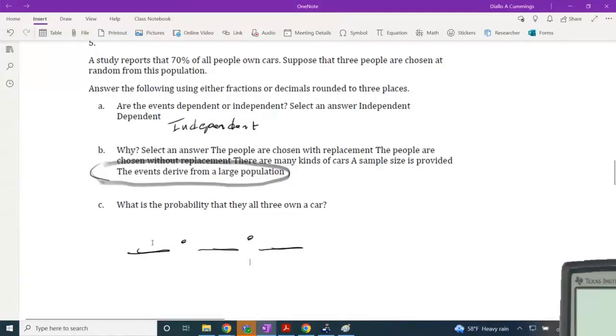Now, what's the probability that the first person we choose owns a car? If I go back to the top, it says a study reports that 70% of all people own cars. So the probability that the first person owns a car is 70%. I'm going to write that as a decimal, 0.7. Now when you change a percent to a decimal, you remove the percent sign and move the decimal 2 places to the left.